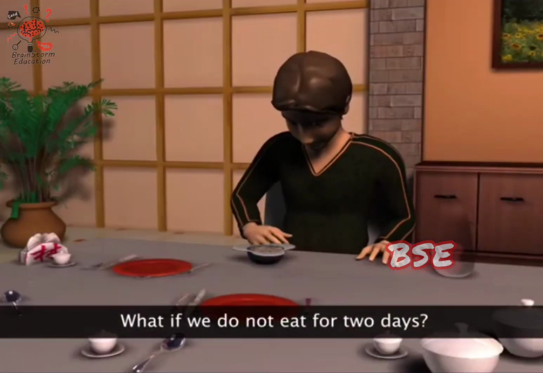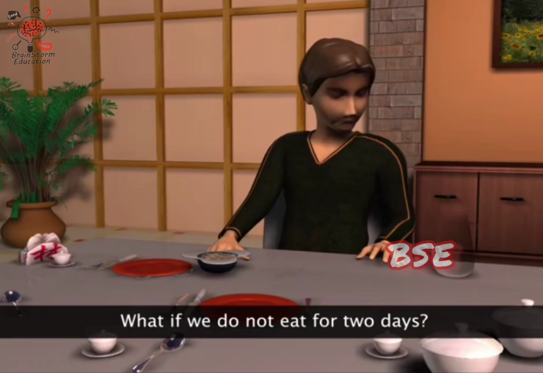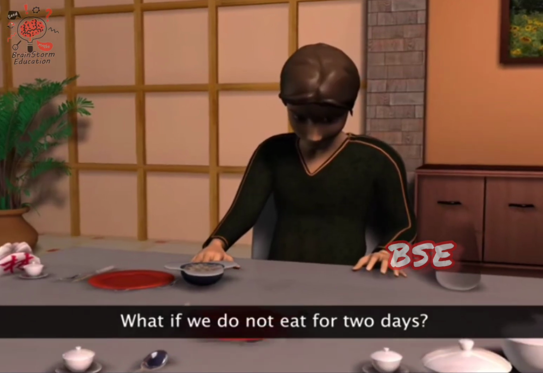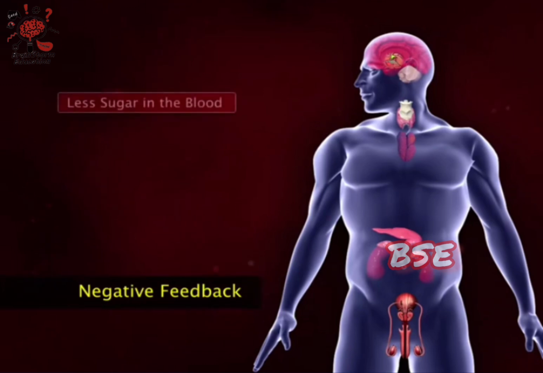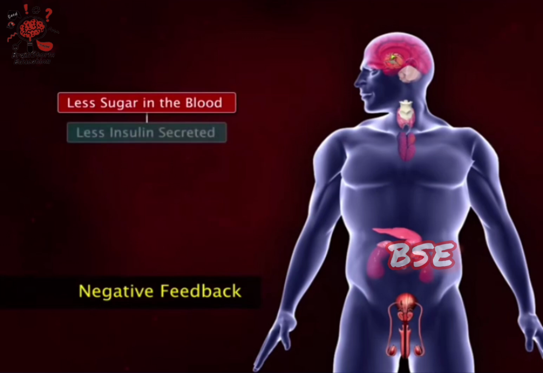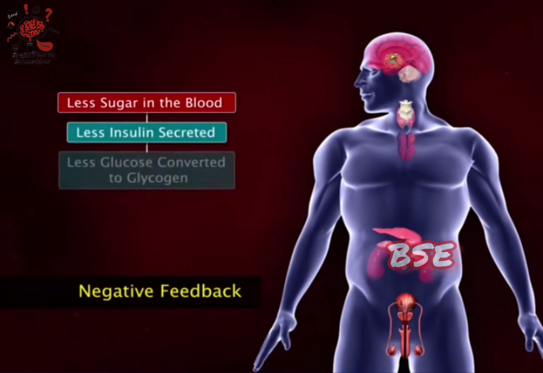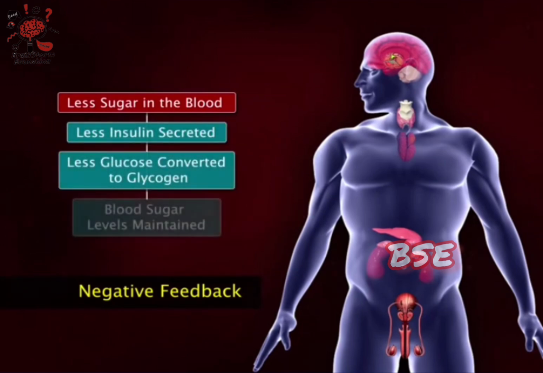Now can you guess what will happen if we do not eat for 2 days? In this situation, a negative feedback will operate. The pituitary will send a signal to the pancreas to reduce insulin production, thereby maintaining the blood sugar level.